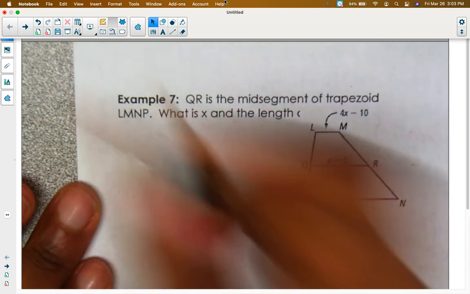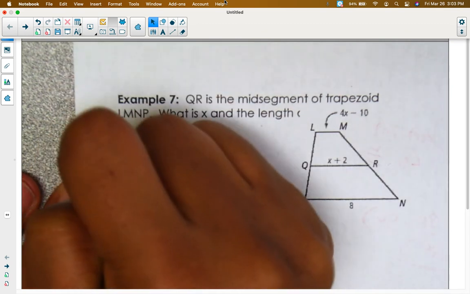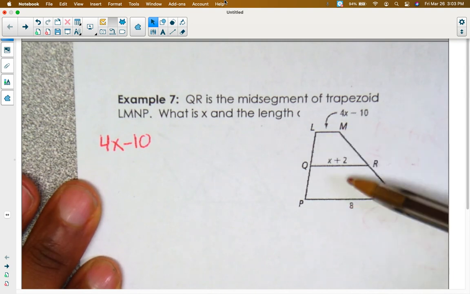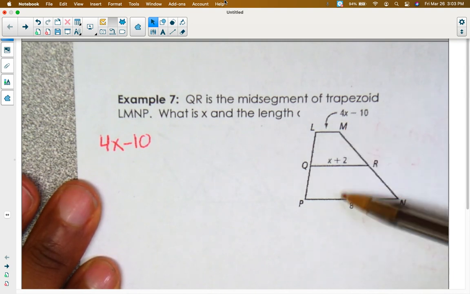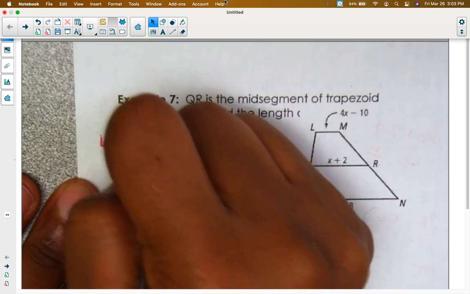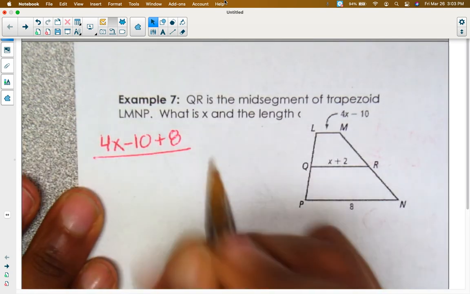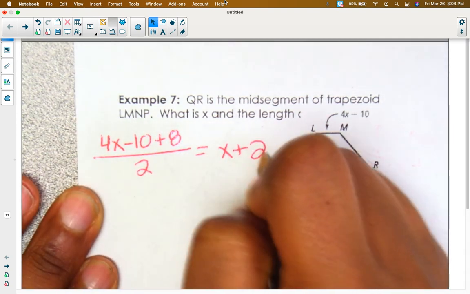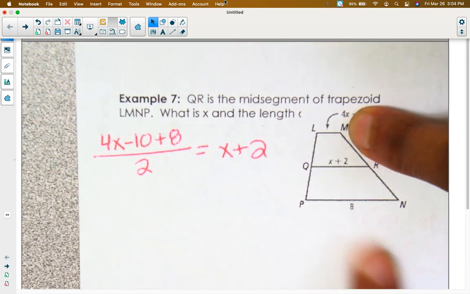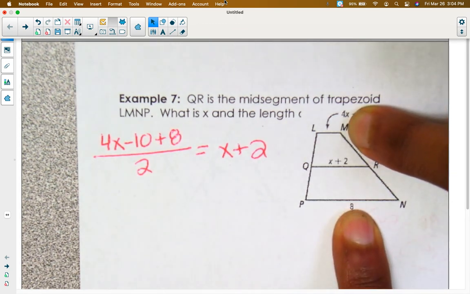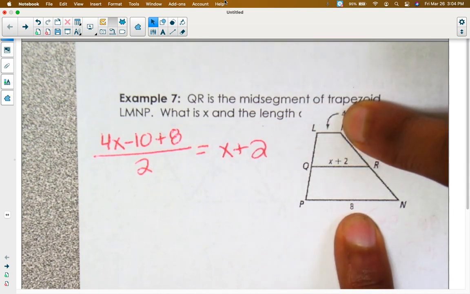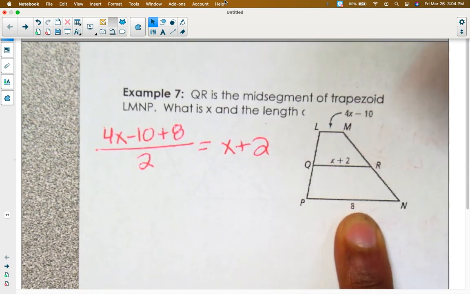So I'm going to add the bottom. Actually, I'm doing the top first, but it doesn't matter. Bottom, top, top, bottom. We're going to add the two bases here. So 4x minus 10 plus 8, and we're going to divide it by 2. And that is equal to the middle section. So add the top and the bottom, divide by 2, and that's equal to the middle section.